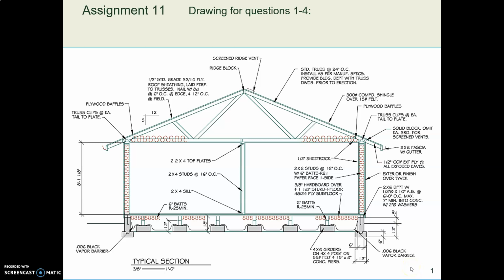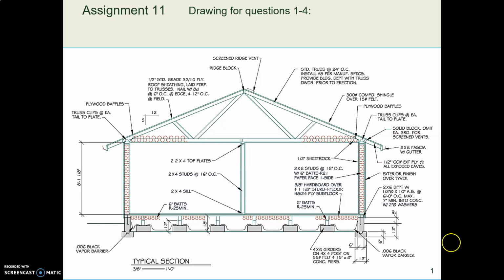Let's look quickly at the worksheet for assignment 11. This is a print reading exercise. So the first 4 questions use this section drawing from our book, and you just have to kind of look around and see if you can find the answer.